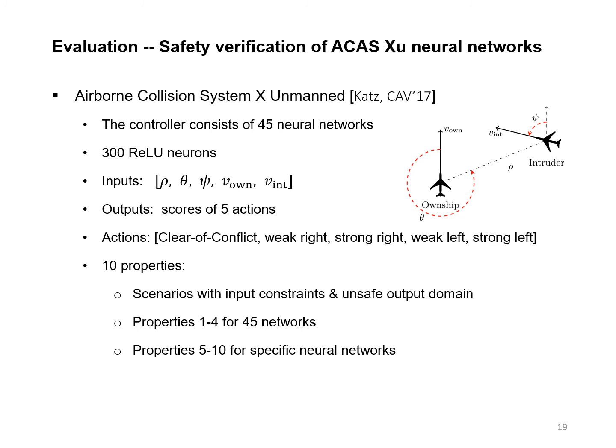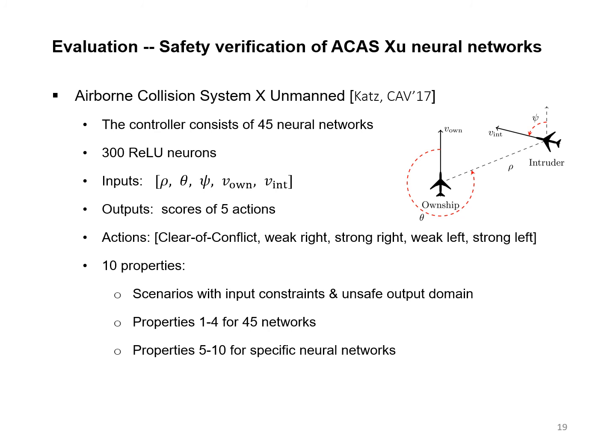Each neural network has 300 ReLU neurons. There are 5 inputs: rho, theta, psi, v_on, and v_int. Rho is the distance between the on-chip and the intruder. Theta is the relative angle between the heading direction of the on-chip and the intruder. Psi is the relative angle between the heading direction of the on-chip and the heading direction of the intruder. V-on is the velocity of the on-chip. V-int is the velocity of the intruder.